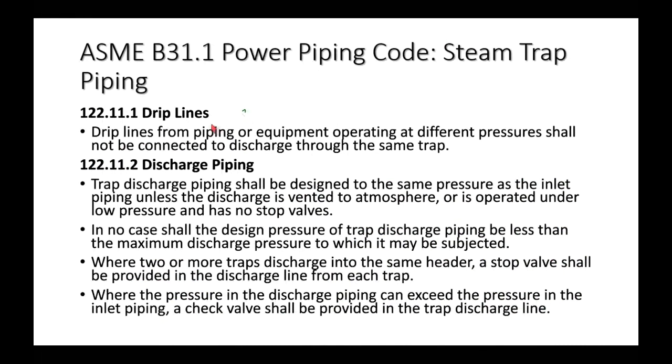So we'll end off the first 50 minutes with this particular slide here. The B31.1 Power Piping Code doesn't just cover steam lines and feed water lines and blow off and stuff like that, but also steam trap piping. So what does the 31.1 say about steam trap piping? Now they use the term drip line, and we often use the word drip leg. A drip leg and a drip line, it's the same thing. You need to know that they mean the same thing.